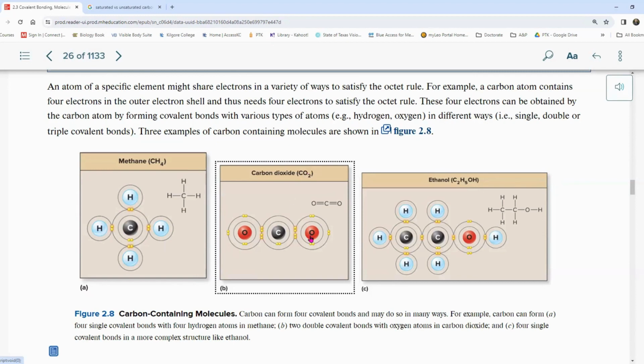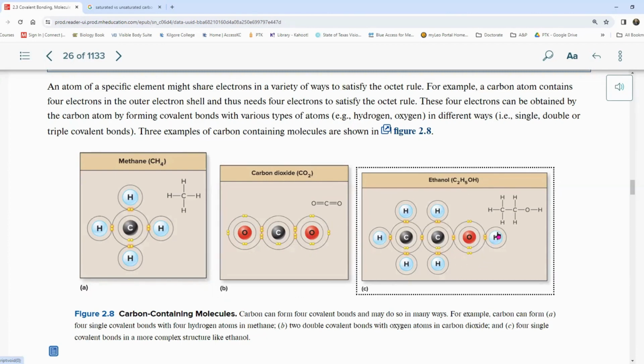Carbon dioxide is the compound that we're breathing out. We breathe in oxygen, but we breathe out carbon dioxide. It has double covalent bonds. If you look between the carbon and the oxygen, the carbon has 2, 4, 6, 8. The oxygen has 2, 4, 6, 8. So the outer rings, or the valence electron shell, of each one is satisfied.